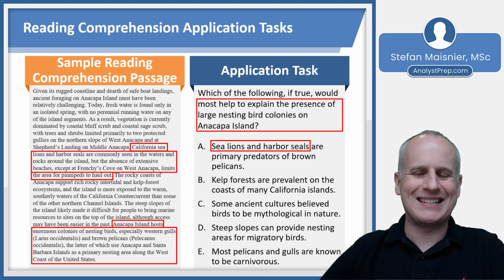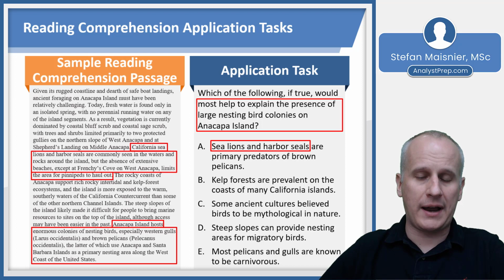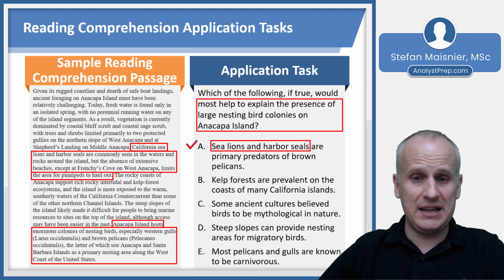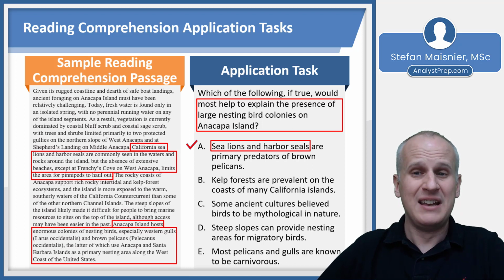So that means that the sea lions and harbor seals cannot get to Anacapa in a lot of places. And if sea lions and harbor seals are primary predators of brown pelicans, which are one of the nesting birds that are cited, well, that would help to explain why the brown pelicans in particular are able to have large colonies of nesting birds, because they're safe from one of their primary predators. So choice A actually is going to help explain the presence. And sometimes you have to go find those terms because you ultimately have what ends up being almost a supersized critical reasoning prompt for these types of questions.